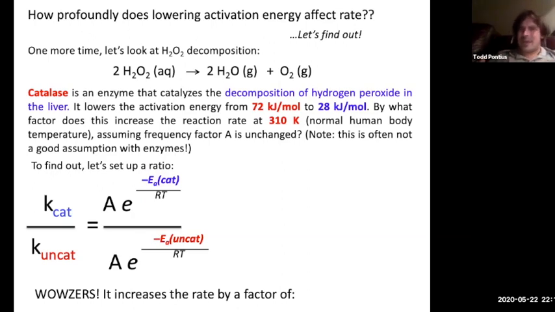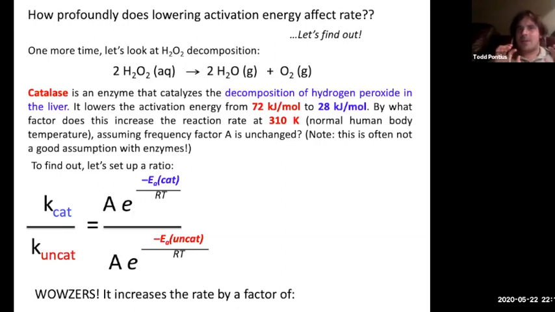So how does it do that? Well, it lowers the activation energy of the reaction from 72 kilojoules per mole to 28 kilojoules per mole. And I added this in after the fact. It's important to know for doing this calculation that the average human body temperature is 310 Kelvin. So how can we figure out how many times faster this reaction is?